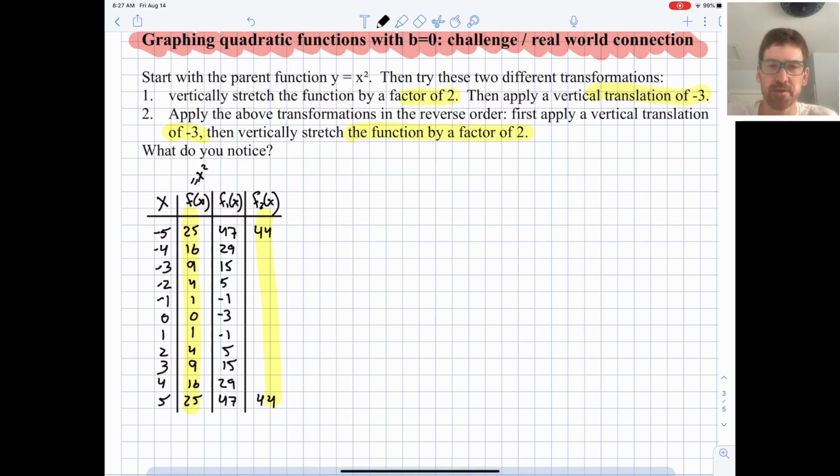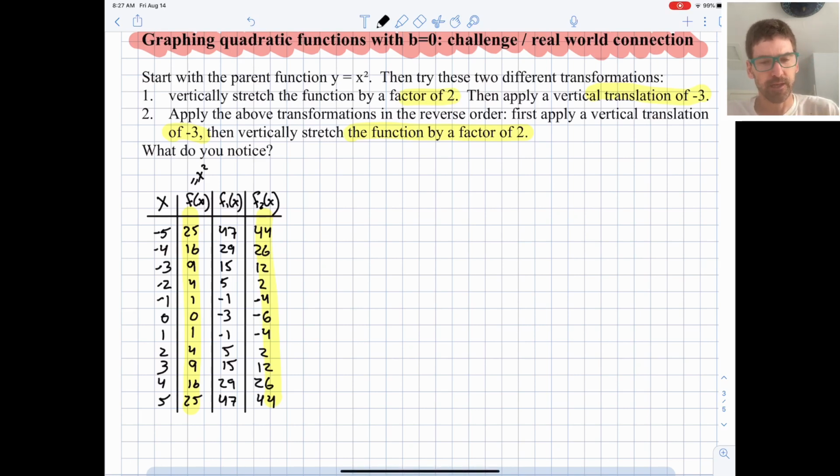And so maybe as I go through these numbers, look for a pattern, see if you notice a connection between the f1 numbers and the f2 numbers. 16 minus 3 is 13, doubled is 26. 12, 4 minus 3 is 1, doubled is 2. 1 minus 3 is -2, doubled is -4. And then 0 minus 3 is -3, doubled is -6. All right, do you see a pattern?